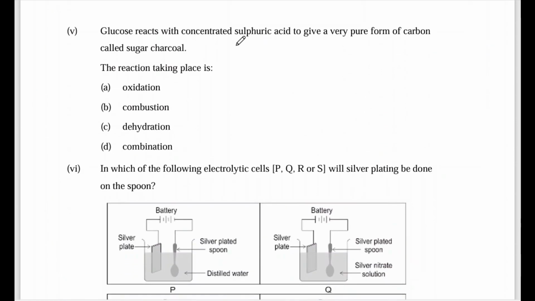Okay, glucose reacts with concentrated sulfuric acid to give a very pure form of carbon called sugar charcoal. The reaction taking place is, so you know concentrated sulfuric acid has different roles. It is a very good oxidizing agent, very good dehydrating agent, right? So it can also act as an acid in the dilute form. So this particular glucose is what?